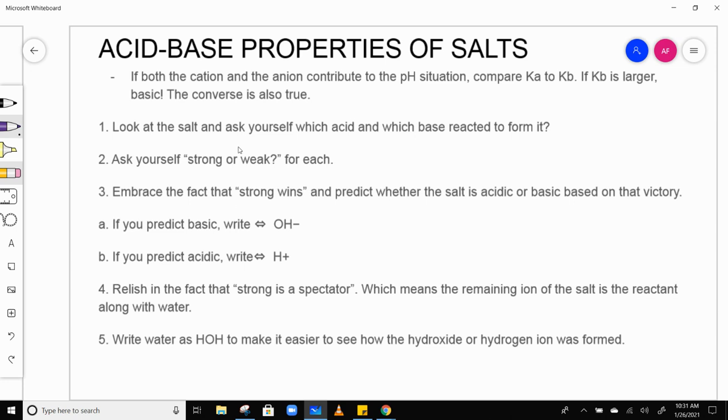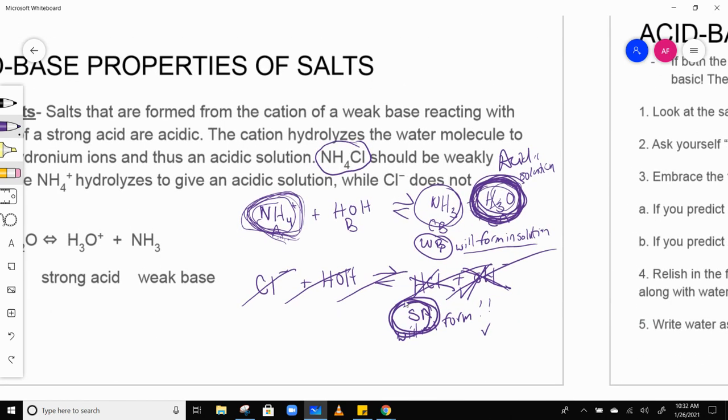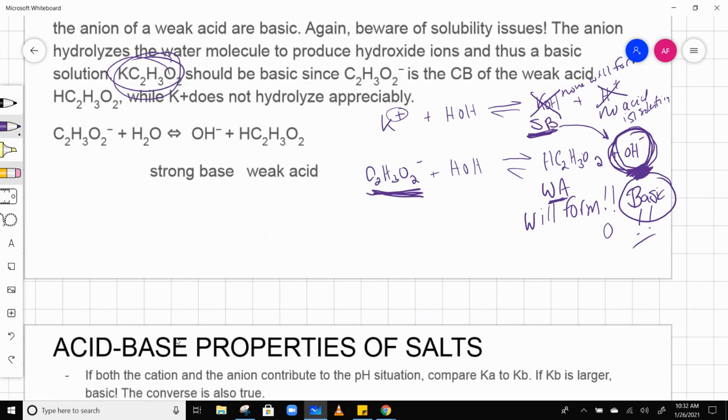So just look at these instructions here. Look at the salt and ask yourself which acid and which base react to form it. Ask yourself strong or weak for each. Embrace the fact that strong wins. So as I said here, if you form a strong acid, then the solution will be acidic. If you form a strong base, then the solution will be basic.